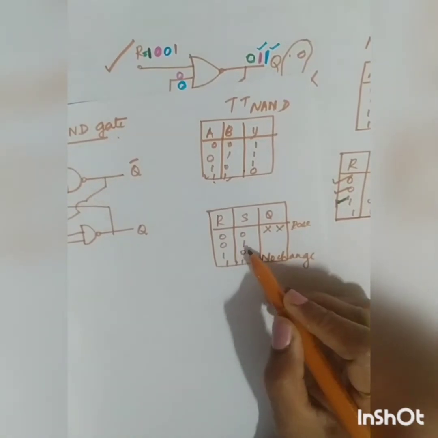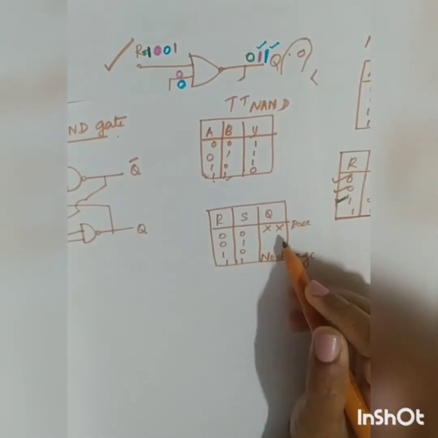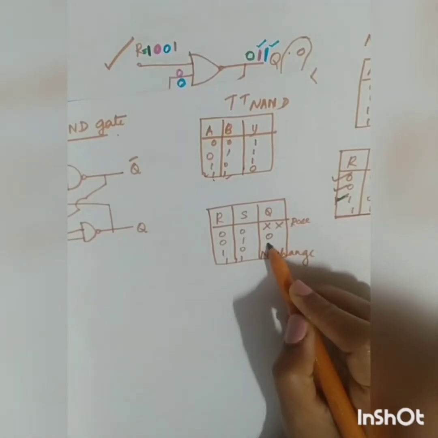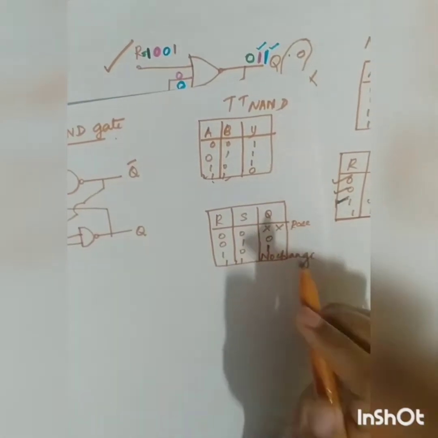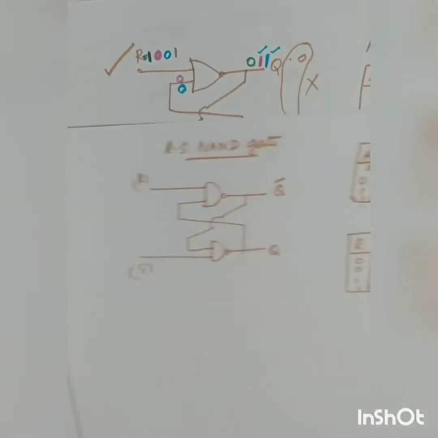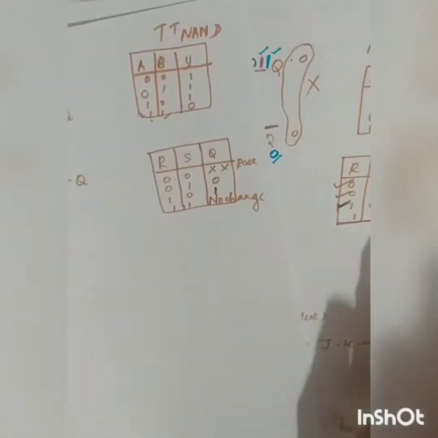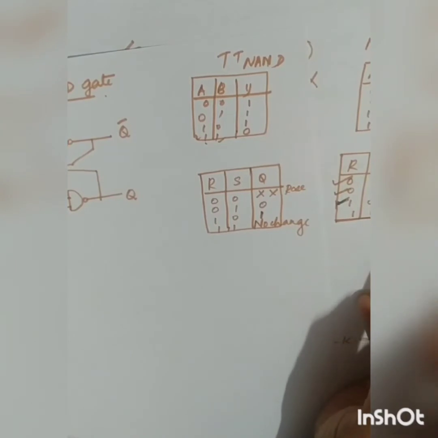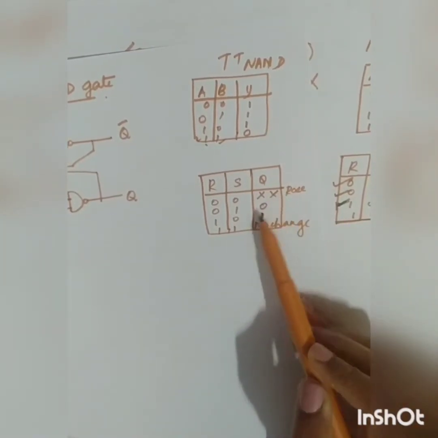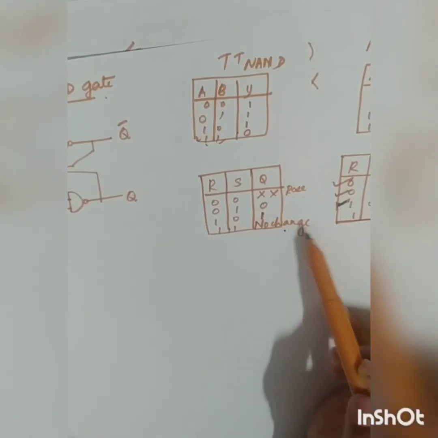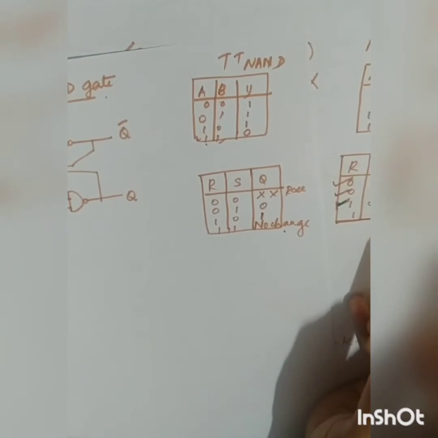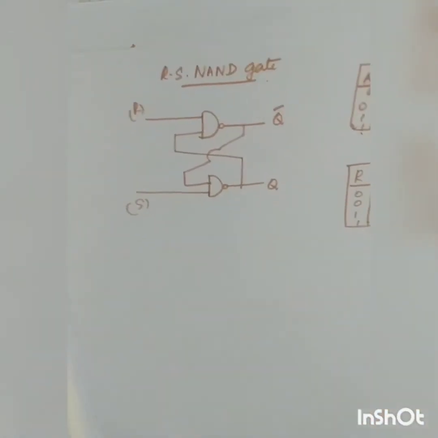Now here also set means Q will be equal to 0. And reset means your Q will be equal to 1. So opposite of your OR gate will be your NAND gate truth table of your RS NAND gate. So this is your condition. 0 0, in the case of OR gate it was no change. Here it becomes the undetermined case. 1 1 will be your no change. Here 1 1 will be your undetermined. So in the previous case set was when Q is equal to 1. Reset was when Q is equal to 0. Here it is just ulta.